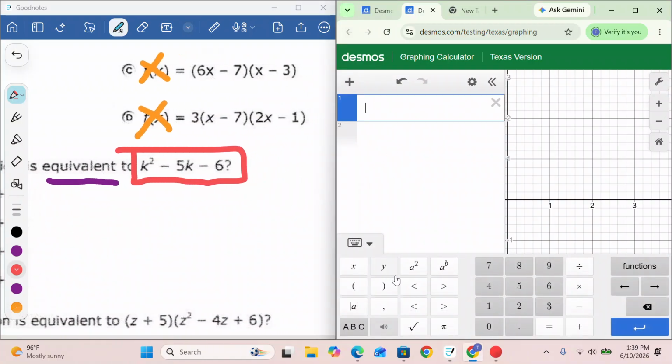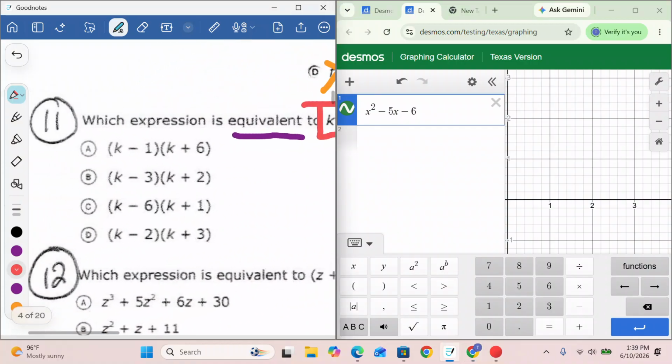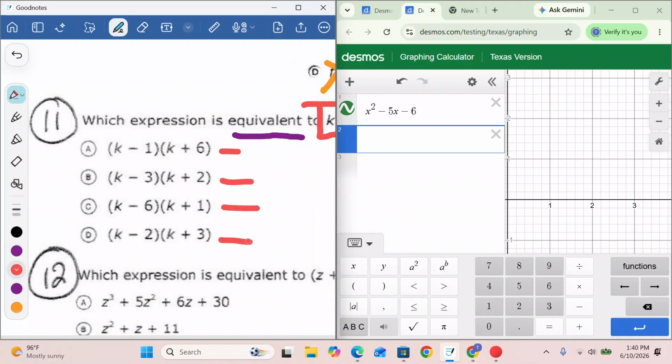So number one, I'm going to put in x to the second power minus 5x minus 6. Remember, Desmos loves his x's. Never take away his x's. Okay, so we input the original one. That is the original one. Remember, Desmos gets his moods and he wants to do the original one in green. Sometimes he does it in black, sometimes in red. It really doesn't matter. So then I'm going to input this one, this one, this one, and this one.